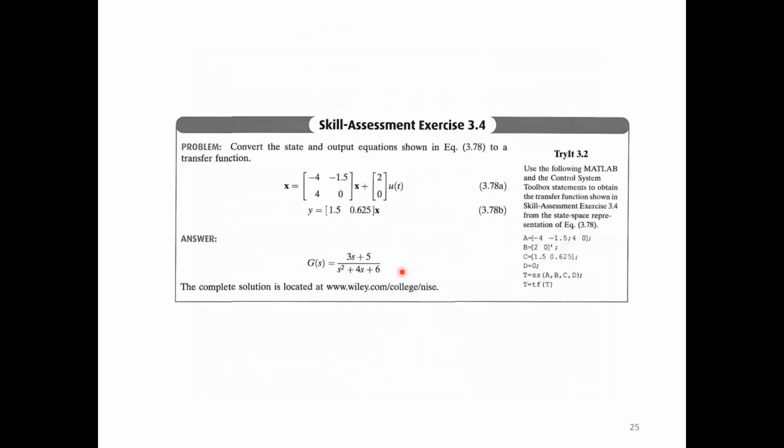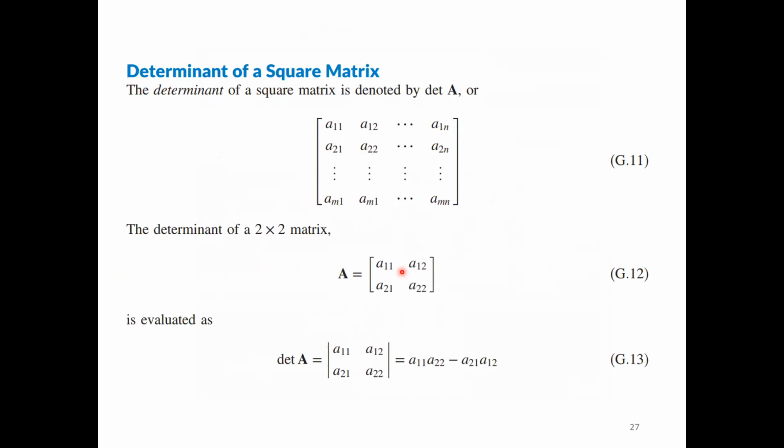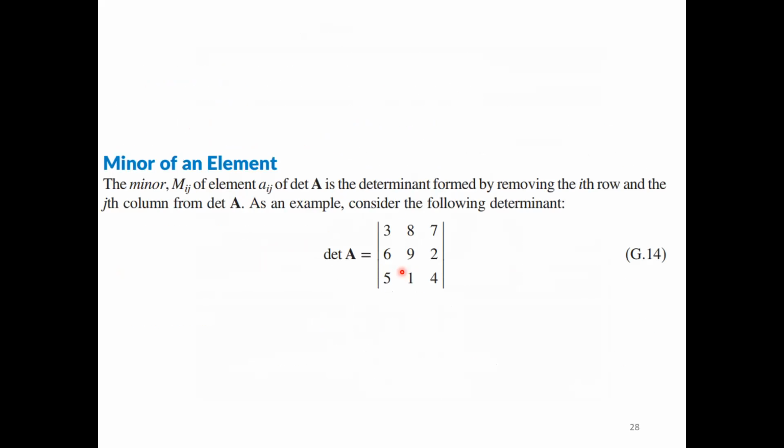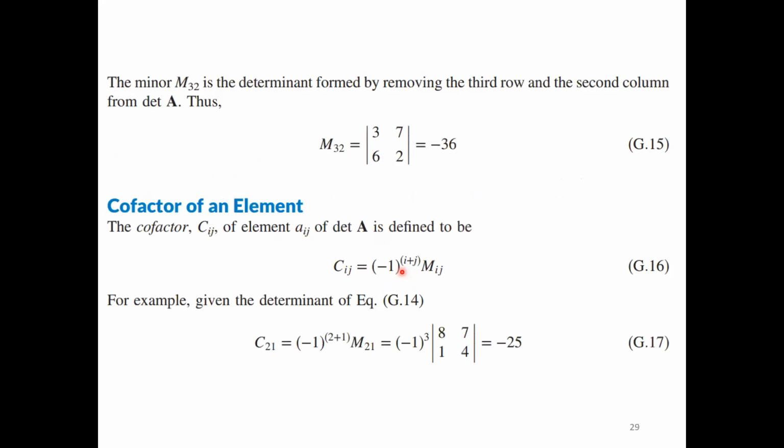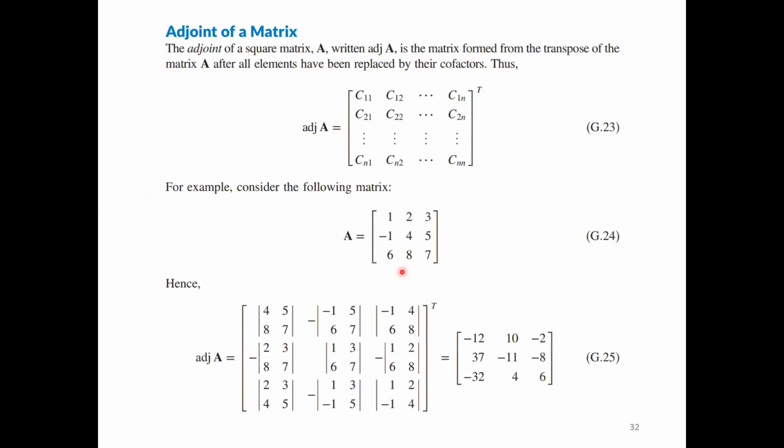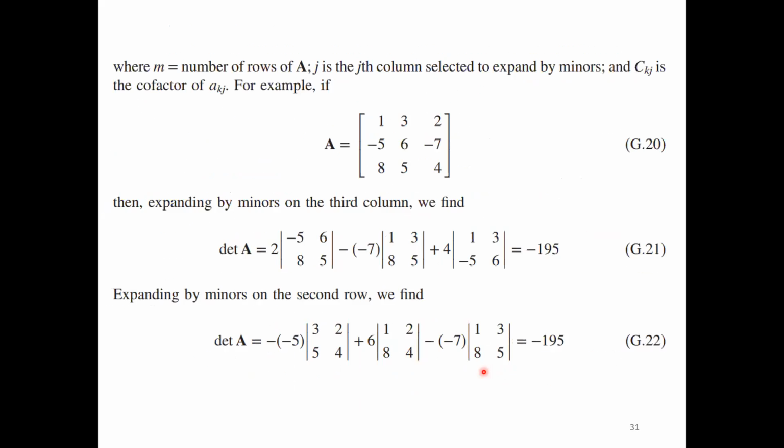Do you remember the adjoint? That is the way to find the determinant of a matrix, the determinant of A. These are the formulas: determinant and adjoint matrix. See how to find the adjoint matrix. Say for this one, about this column 4, 5, 8, 7. For this one, this column -1, 5, 6, 7. Like this way, the adjoint matrix you can find.